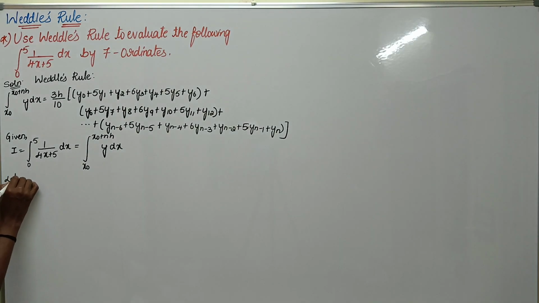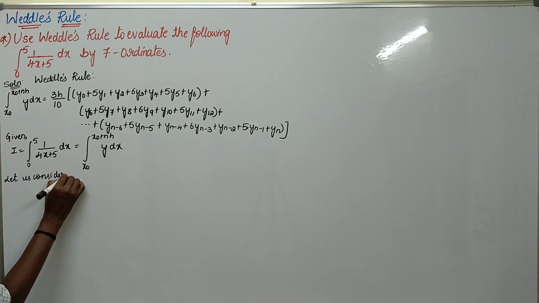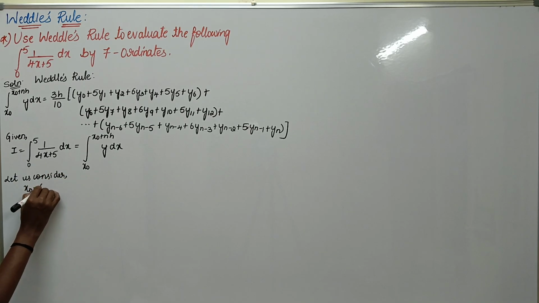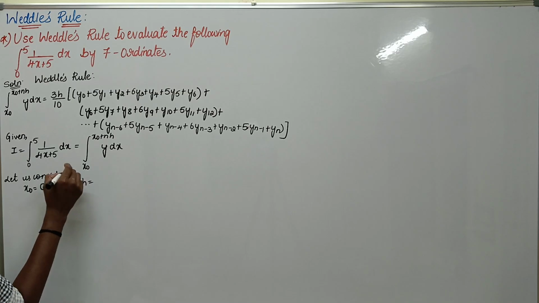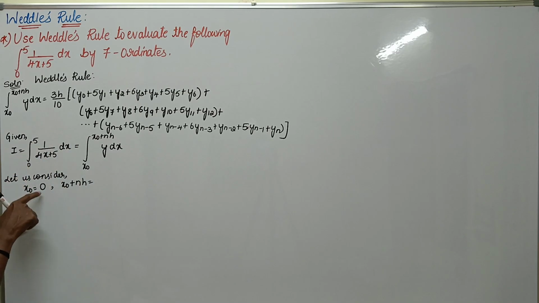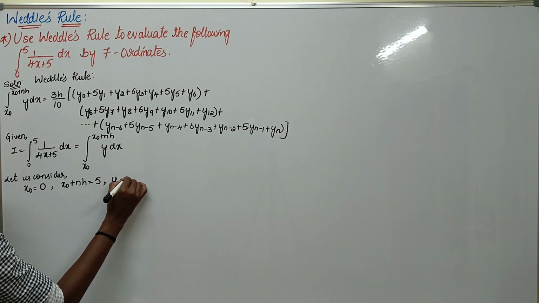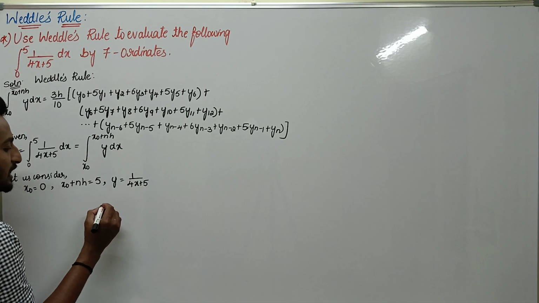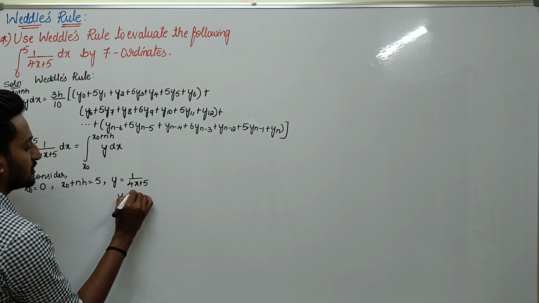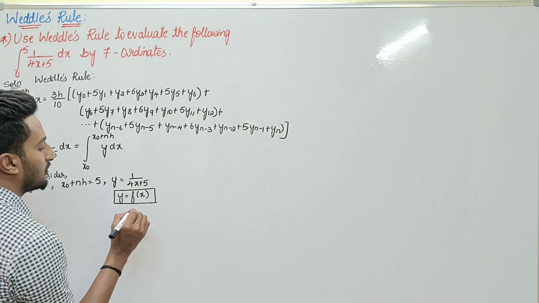So let us consider that x naught represents 0. X naught plus n into h, which is equal to, see, lower limit 0 and upper limit is 5. Then y represents 1 by 4x plus 5. This I can represent as y equal to f of x. Got the point? Y equal to f of x.